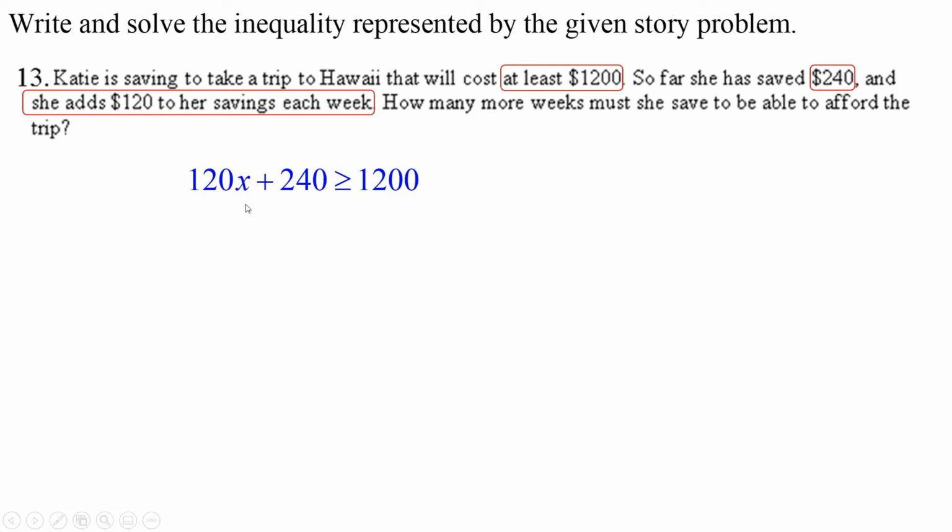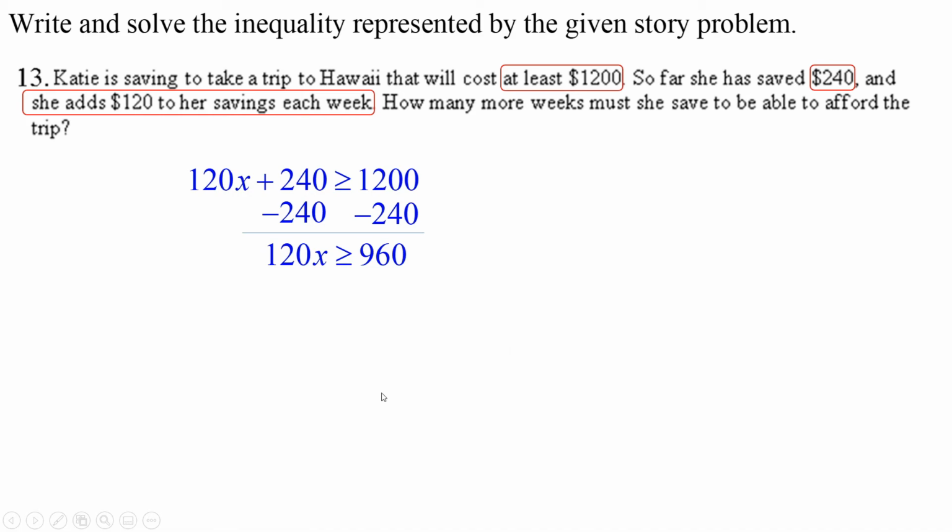So if I'm going to solve for this x number of weeks right here, I'm going to get rid of that plus 240 by subtracting 240 from both sides. Does not affect my inequality. And 120x, and the plus 240 minus 240 cancels. Greater than or equal to 1,200 minus 240. Would that be 960? There you go.